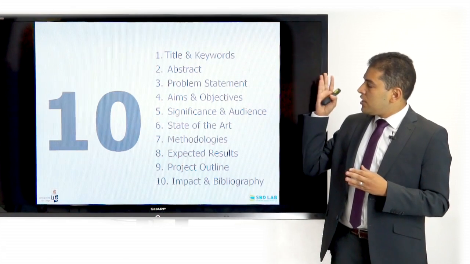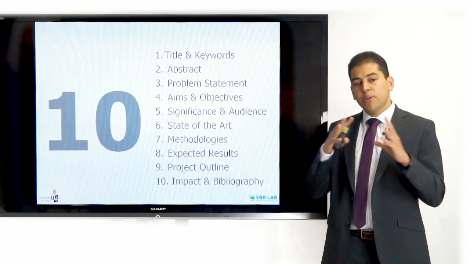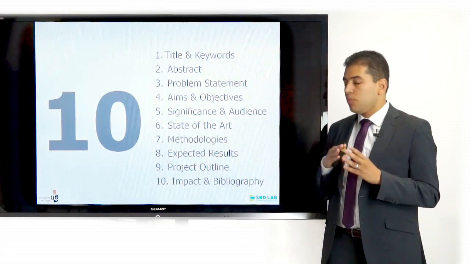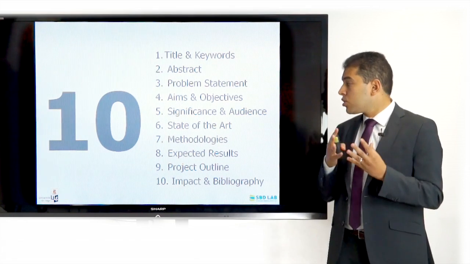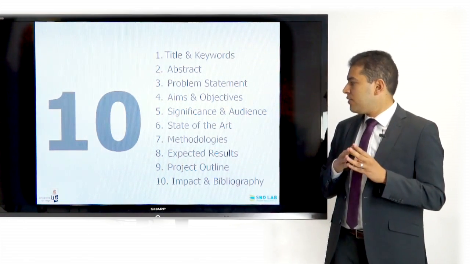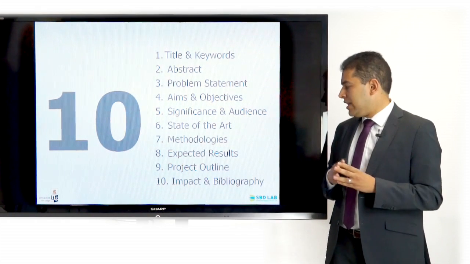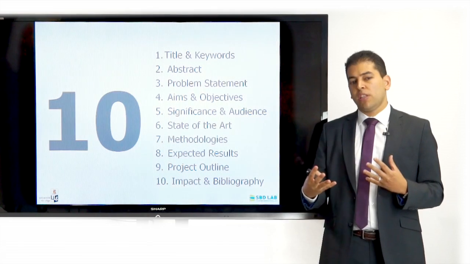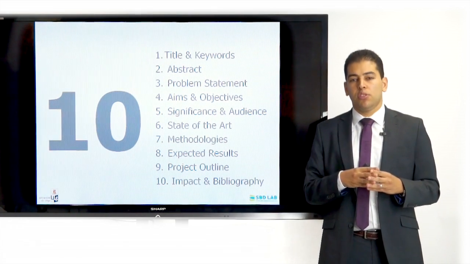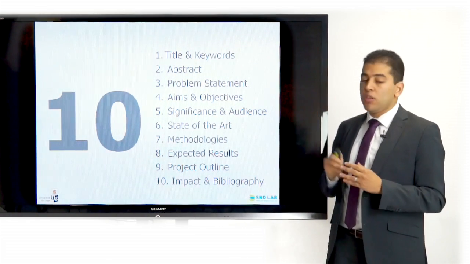You should cover issues related to the title and the keywords related to your research topic, a brief abstract describing your topic, a problem statement, aims and objectives, the significance and importance of your topic and the audience that your research is catering for, the state of the art, the methodologies, your expected results, and definitely you should describe the project outline and the impact and the bibliography of your research. Well, let's start with these, and I'm going to describe every one in detail.